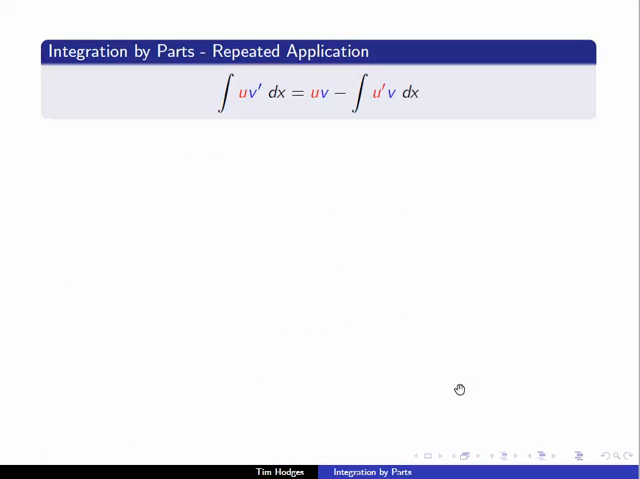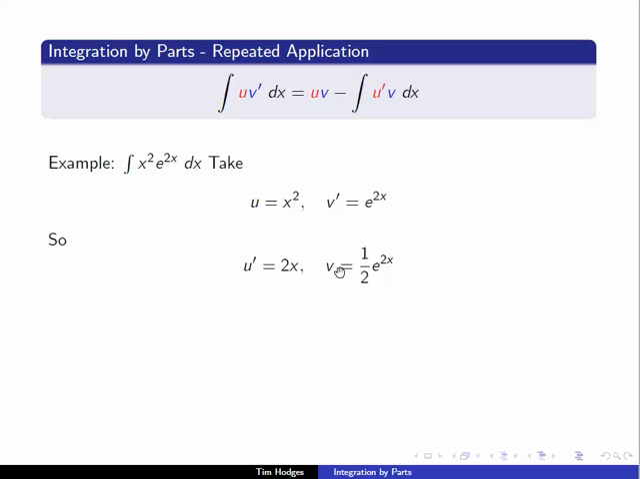The next technique we want to discuss is repeated application. So often this integral on the right we won't be able to immediately calculate, but it will be simpler and we'll be able to apply integration by parts a second time or a third time and eventually get the answer. So let's look at a classic example of this. It's x squared e to the 2x. So we take u to be x squared, v prime to be e to the 2x. U prime is 2x, v is, remember, 1/2 e to the 2x. When we take the antiderivative, we divide by this factor.